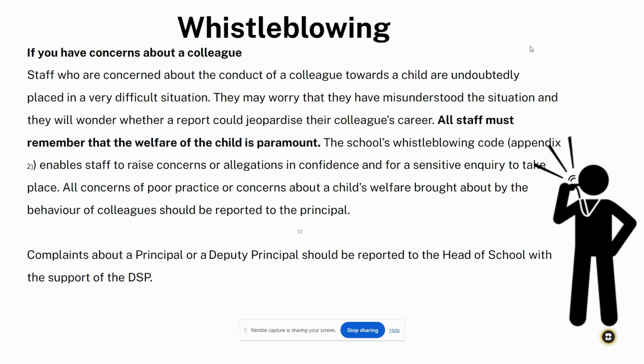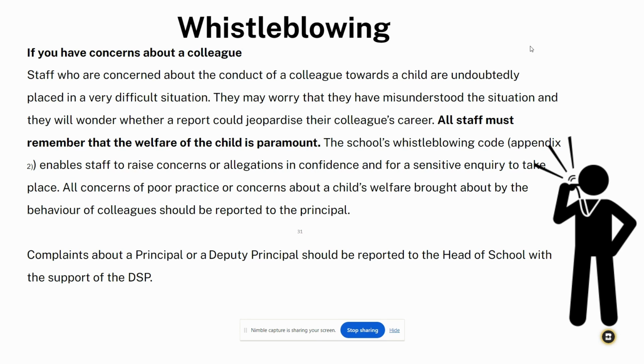Whistleblowing. If you have a concern about a colleague, you must report it to the designated safeguarding lead. A concern about a colleague may put you in what you feel is a difficult situation. However, you must remember that the welfare of the child is paramount. Schools will have whistleblowing policies and codes and ways of reporting that enable you to report in confidence any sensitive information. It is your duty to report any concerns you have to the designated safeguarding lead.